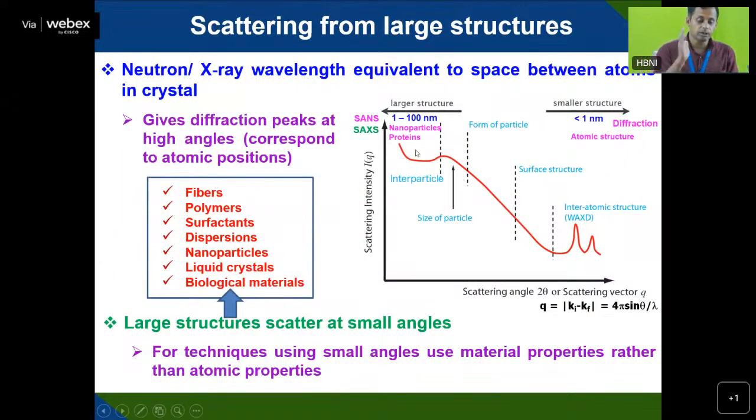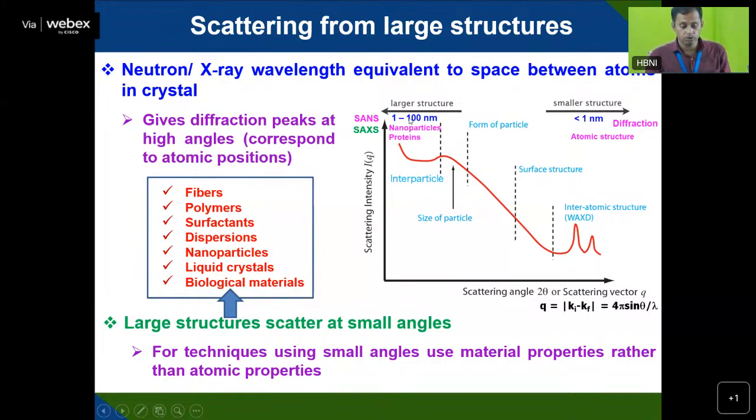You see, both neutron and X-ray wavelengths are equivalent to the spacing between the atoms in a crystal. The X-ray wavelength is equivalent to the interatomic spacing. That's why we mostly use diffraction techniques here, where we can do wide angle structure. So at less than 1 nanometer, we are able to get the diffraction atomic structure by using wide angle XRD.